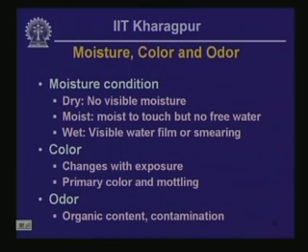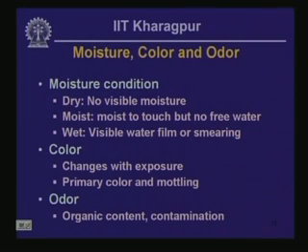Then you have to describe moisture, color and odor of a particular soil deposit. Moisture condition could be dry to wet. Dry means there is no visible moisture. Moist means the deposit is moist to touch, but there is no free water, and wet means there is a free water film present on the surfaces of the individual particles.